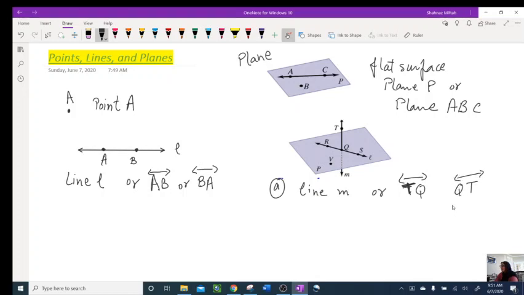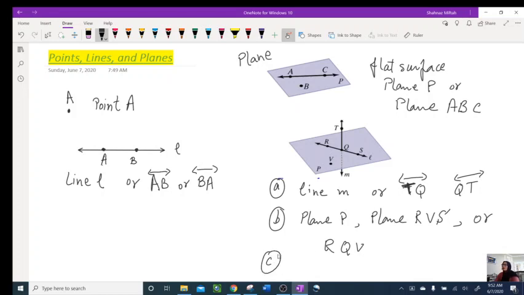What is plane P? How do we name plane P? Different names for P. I can also name this plane RVS, or I can name it RQV or RVQ. Either way, good. RQV and RVS or RSV, either is good.